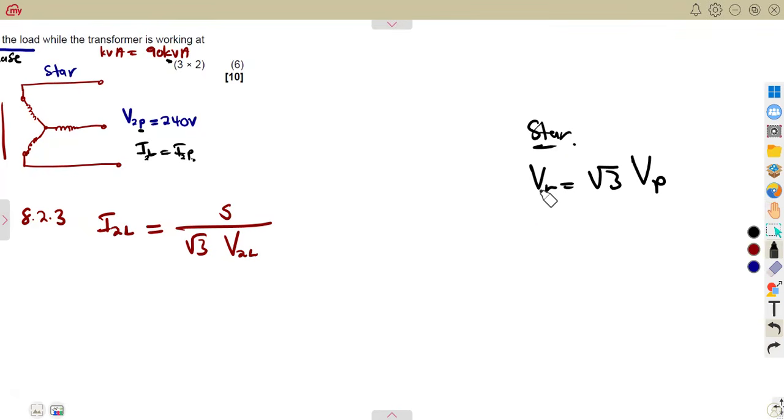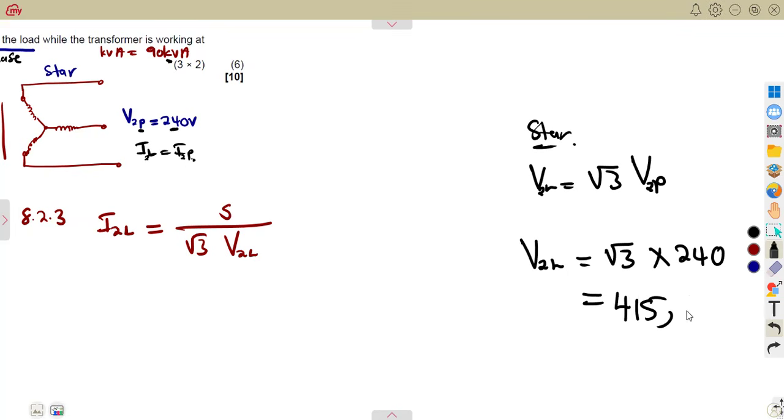So in order for us to obtain the line voltage, which is the one that we need in this case, we are going to use our formula. The line voltage on the secondary side is going to be the square root of 3 times the phase voltage on the secondary side, which is 240 volts. That is going to give us 415.692 volts. So that's obtaining the secondary voltage, which is the line voltage.